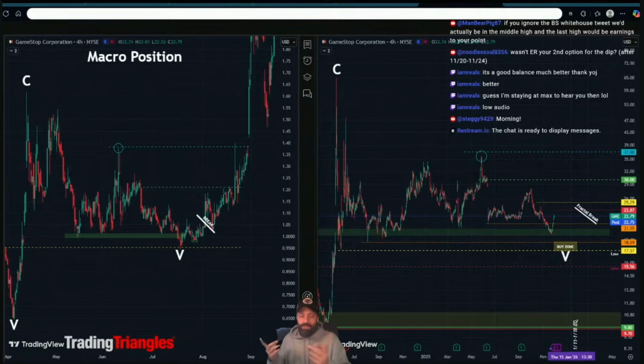In this example, you still have to find a low V. So to be 100% correct on this, you still need a low V. May's not going to show you that. A micro on a 1 minute chart on November 20th, that's not going to show you that. It is showing you the basic landmarks.